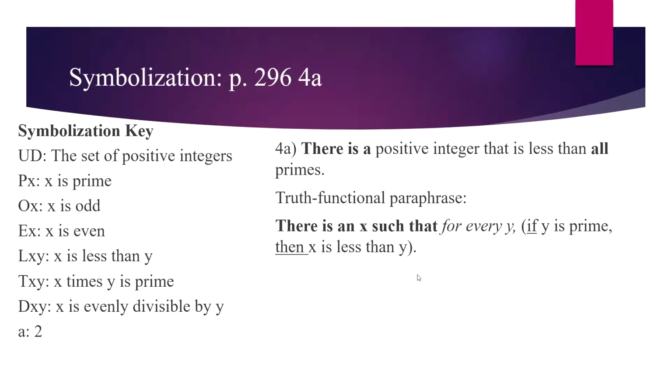Now, you couldn't have said something like, for every y, if y is prime, then there is an x that is less than y. That would have said something different. That would have said, for every prime, there is a positive integer less than it. So it's important that we have things in this order to capture this meaning. So the symbolization looks like this, right? There exists an x such that for all y, if y is prime, then x is less than y. There's some positive integer that is less than everything that is prime.